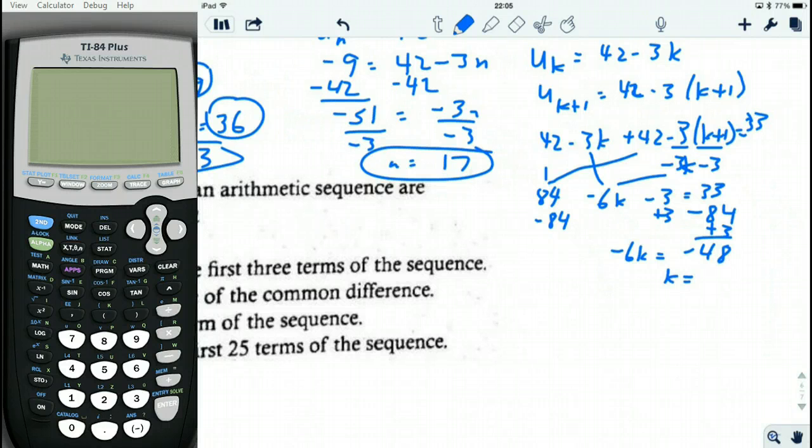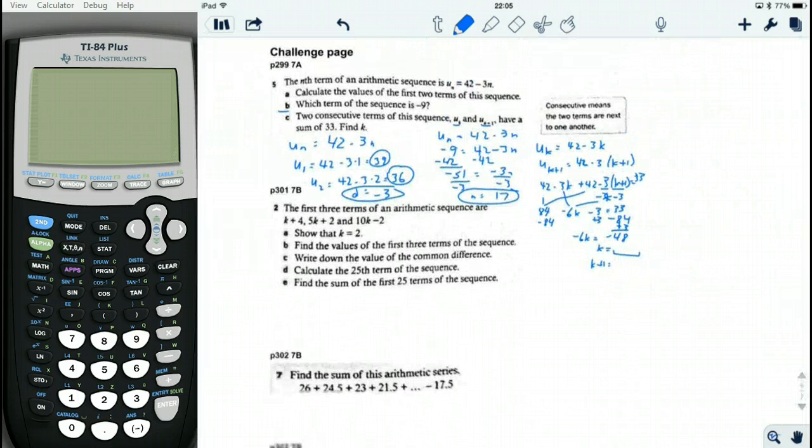So k would be equal to negative 48 divided by negative 6, and you can figure that out, right? They ask you about the two consecutive terms, u_k and u_(k+1), and they want to know what k is.